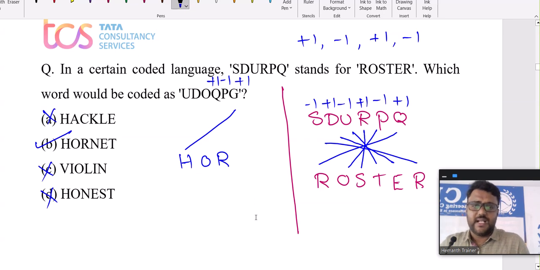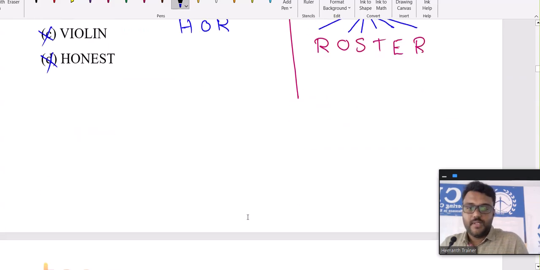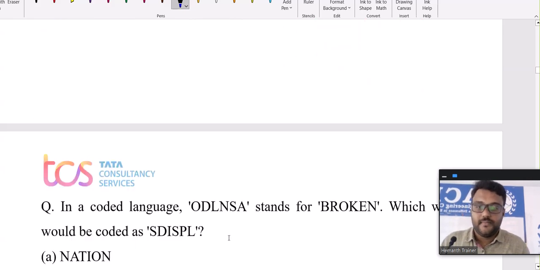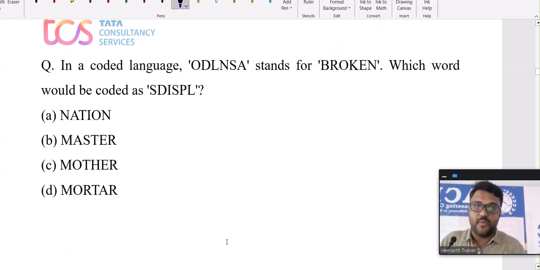Or you can try the first and last letters also. Next, one more question they have given in coding and decoding. So two from coding and decoding, two from puzzle arrangements, one from data sufficiency. This question is also from coding and decoding. And surprisingly, both have similar logic.